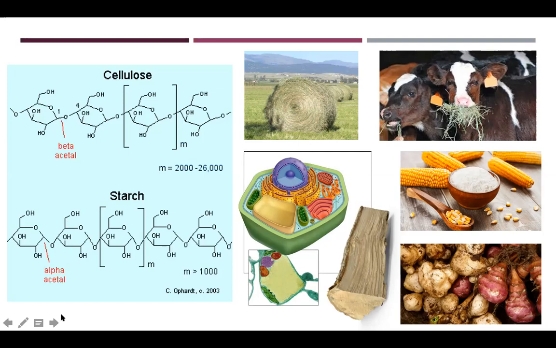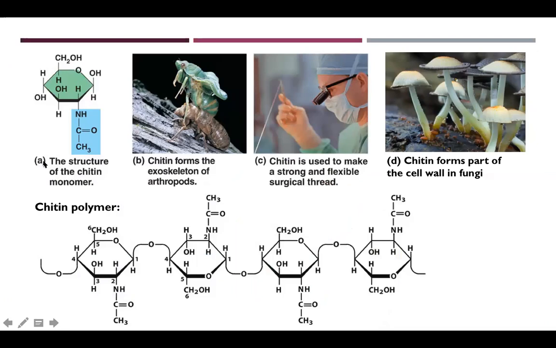Another example is chitin, and this is a polymer. Looks a little different. It actually has an acetylamine group here. So you can see it here. And this carbohydrate can do many things. It can form the exoskeletons. So you see one shedding its skin here. It's also used as surgical thread, and it forms a part of the cell wall in fungi. So just a little fun example.